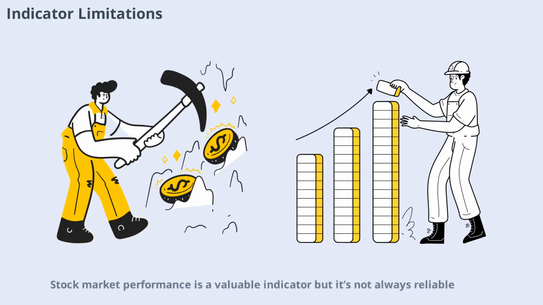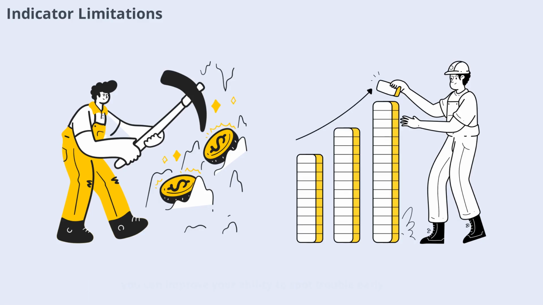Stock market performance is a valuable indicator, but it's not always reliable. Sometimes stocks fall for reasons unrelated to the economy, like geopolitical events or changes in interest rates. It's important to use this indicator alongside others for a more complete picture. By combining stock market performance with the yield curve, unemployment claims, consumer confidence, and manufacturing activity, you can improve your ability to spot trouble early.